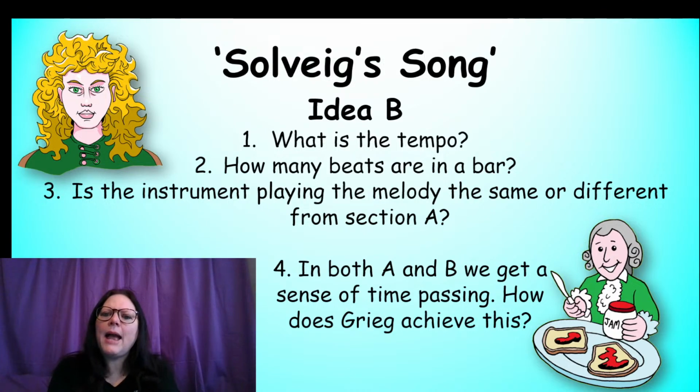And in both A and B, we get a sense of time passing. How does Grieg achieve this? I think it's really clever. In the first section, you got this dong, dong, dong, dong at the beginning, which is played on the horns, and it sounds a bit like a bell chiming, like you would have on a clock in a town square, or Big Ben banging out what the hour is. It gives that sort of impression.